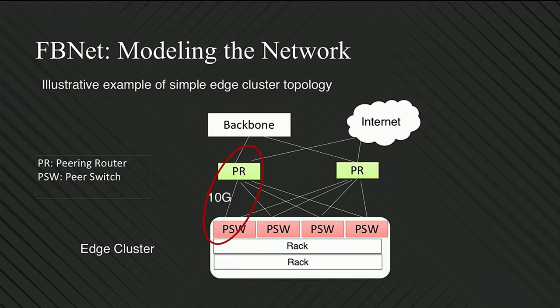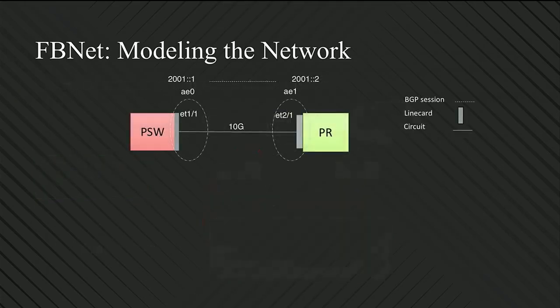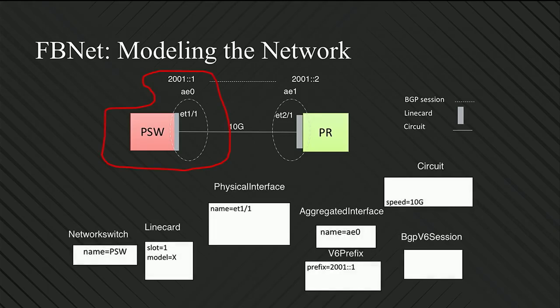So let's zoom into the link between a PSW and a PR. The link connects physical interfaces, ET11 and ET21, on PSW and PR. And they are aggregated logically into an aggregate interface. The physical interfaces live on a line card. A BGP session is established between the IPs configured on these aggregated interfaces. So consider the part of the link circled in red.